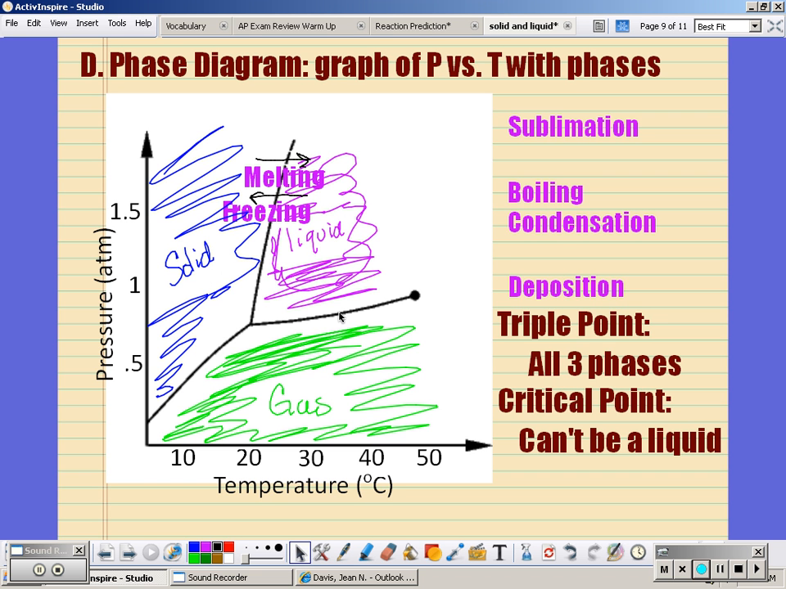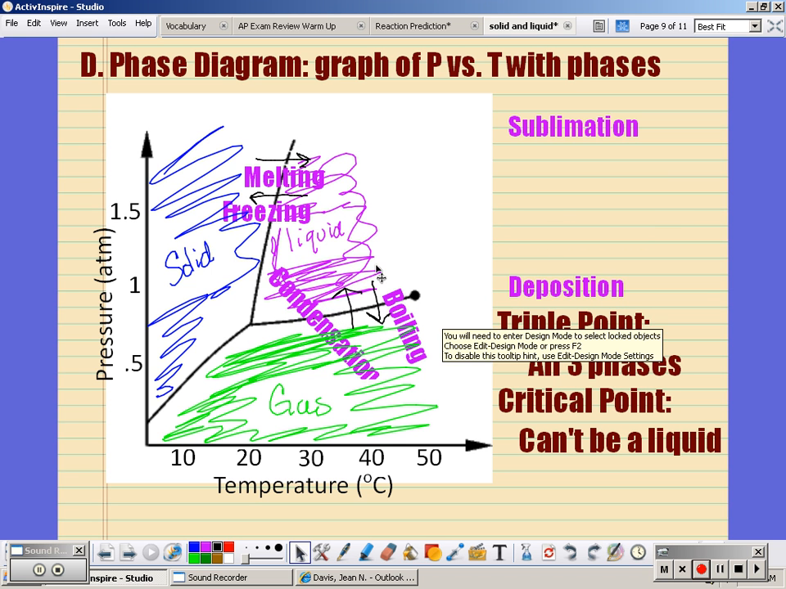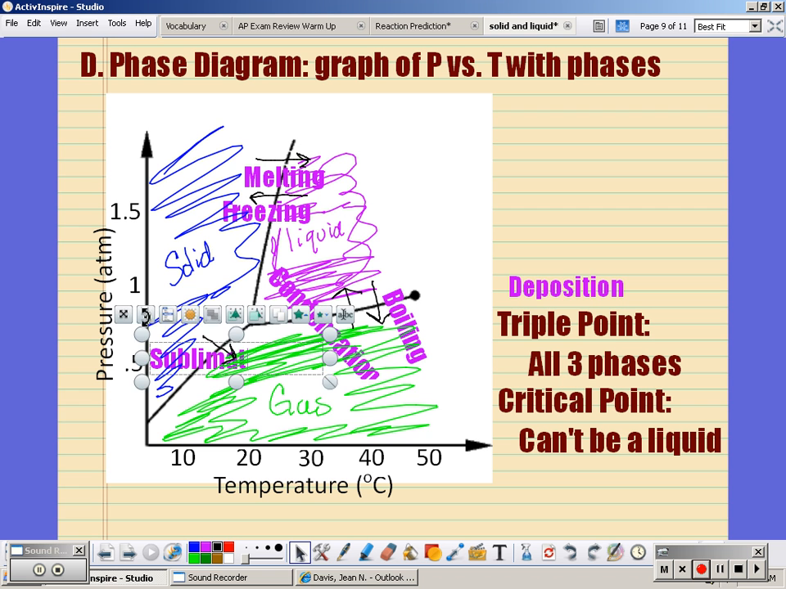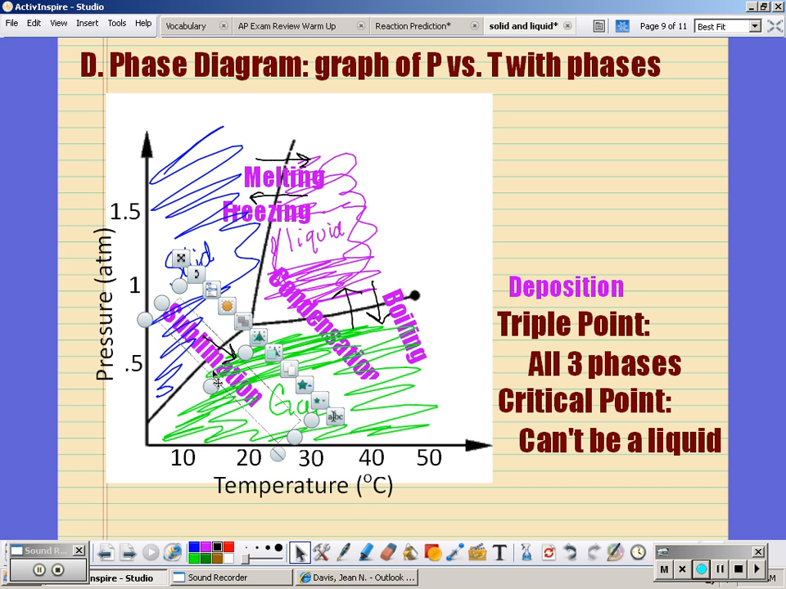If you were to go from a liquid to a gas, this direction, then that is called boiling or vaporization. If you were to go the other direction, gas to liquid, then it would be called condensation. So again, two phases happening, equilibrium, just depends which direction you're going. Solid to gas is called sublimation. And then if we go the other way, that is deposition.